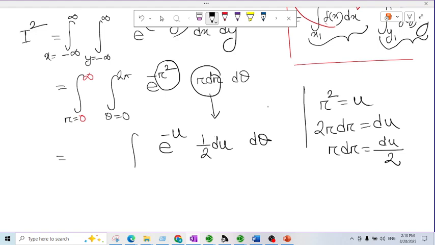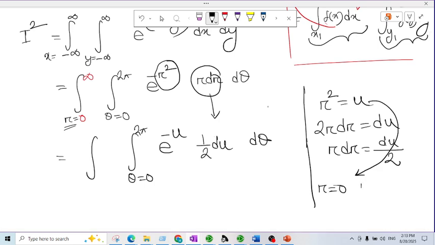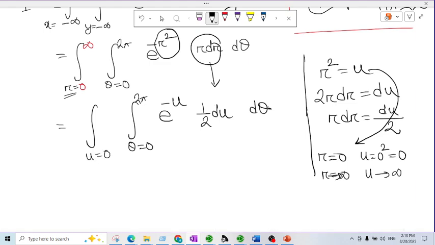Well, this is the range of 0 to twice pi, but now we have to write the range of u instead of r. From this formula we can see that when r is equal to 0, u is equal to 0 squared, that means 0. Similarly, when r tends to infinity, u also tends to infinity. That means the range of u and r is the same, from 0 to infinity.